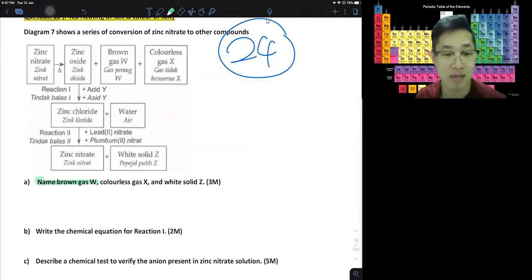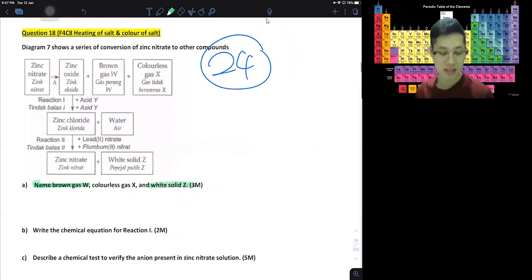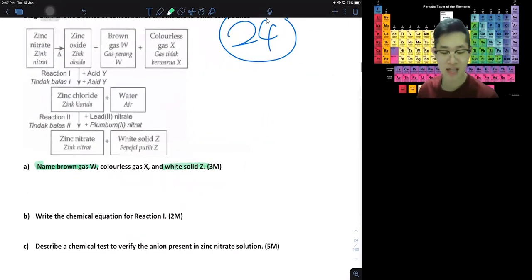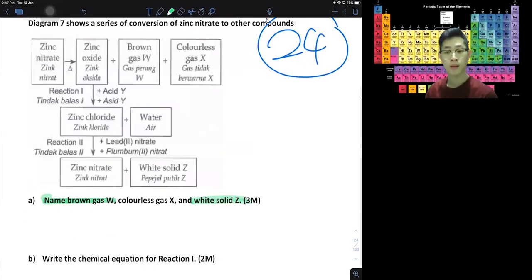W is a brown gas. Solid Z is white. These are the important information. So please solve the diagram. One minute. Start now.